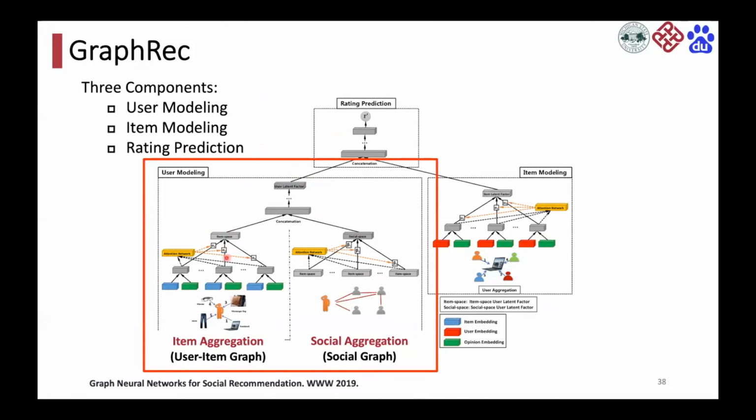They utilize two different aggregations to respectively process these two different graphs. One is the item aggregation, which is used to understand users based on their historical interactions with different items in the user-item graph. The other is the social aggregation, for learning the relationships between the users in the social graph, which can help model the users from the social perspective.